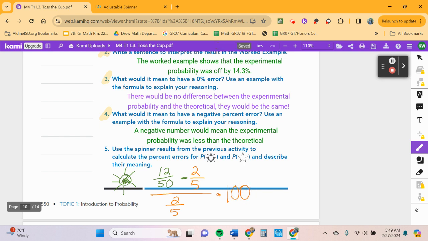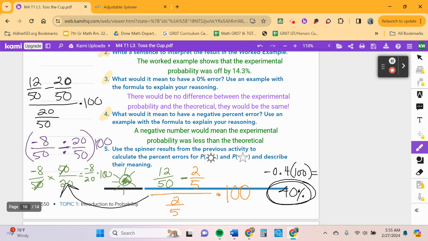Alrighty, I'm going to give you some time to go ahead and solve this. Remember, you must have the same denominator to subtract, and then divide, and then multiply by that 100. Take about 2 minutes. See if you can solve this on your own, 2 to 3 minutes, and then we'll go over the answer. Pause here.